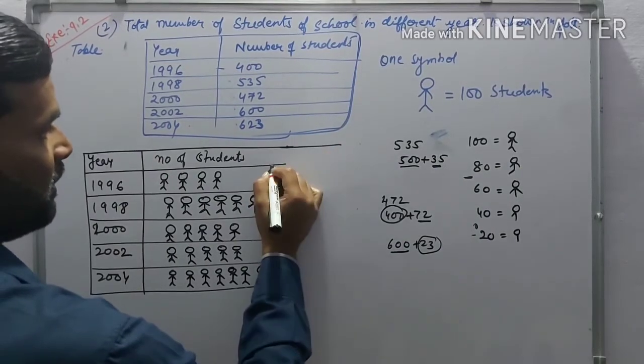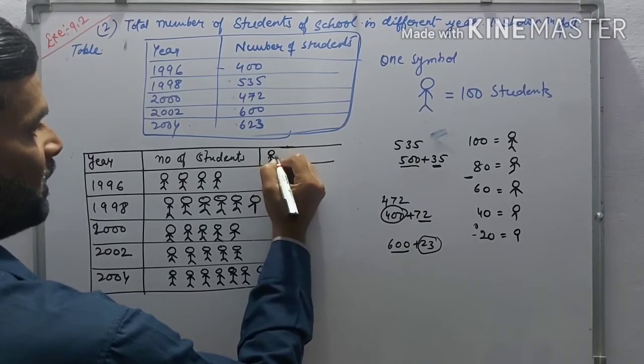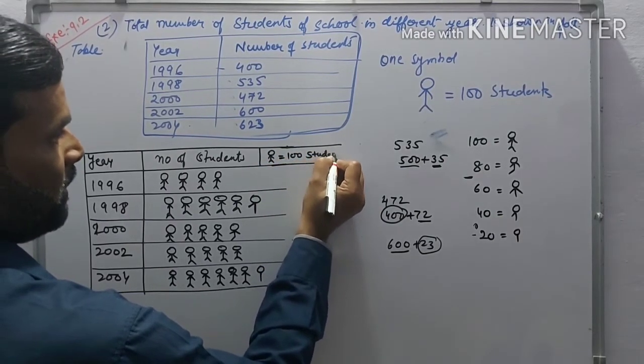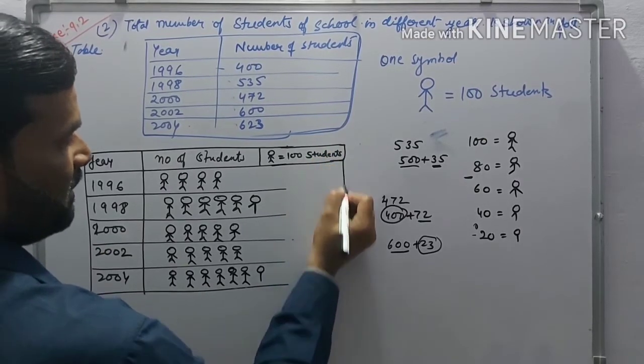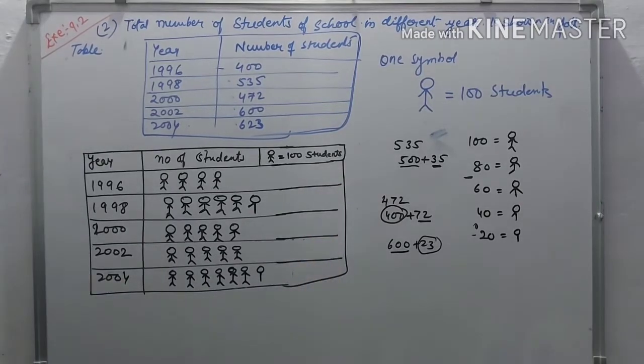Okay, and one mistake. You have to write a third column: a full diagram is equal to 100 students. The symbol key is compulsory, you write it on the right side of the table.